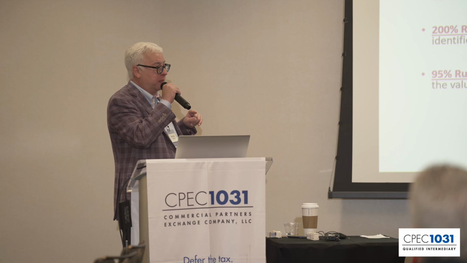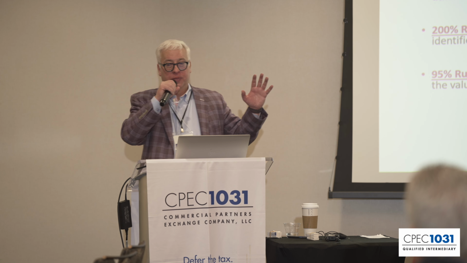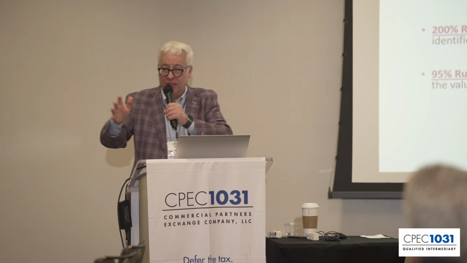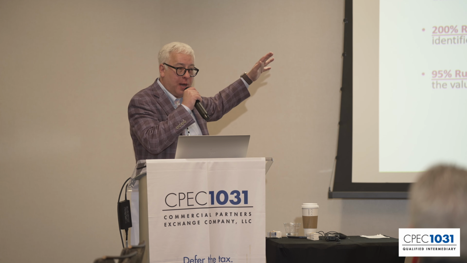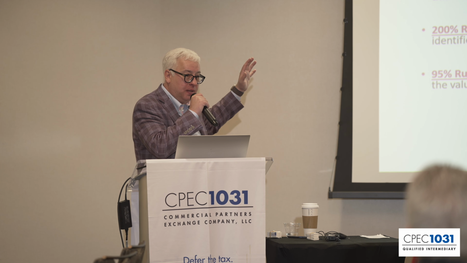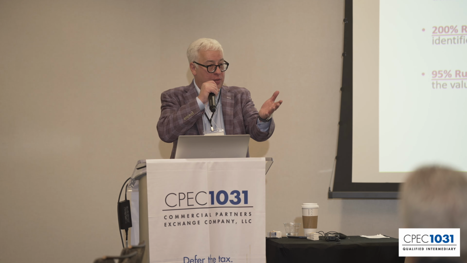If, however, you're going to identify more than 3 properties, say a property in Wisconsin, Ohio, Florida, Texas, non-contiguous parcels, more than 3, you can do that, but the total aggregate value of all of your identified properties cannot exceed twice the value of what you relinquished. If you sold a property for $10 million, you can list up to $20 million of replacement properties.